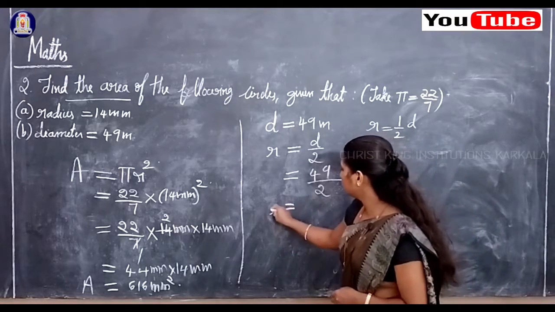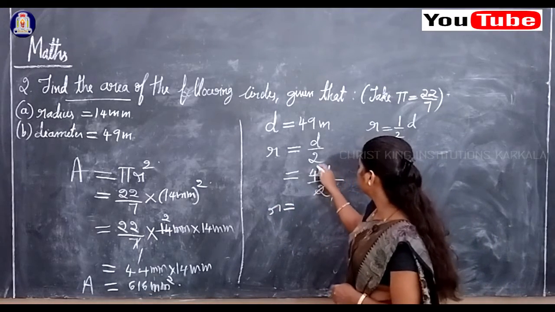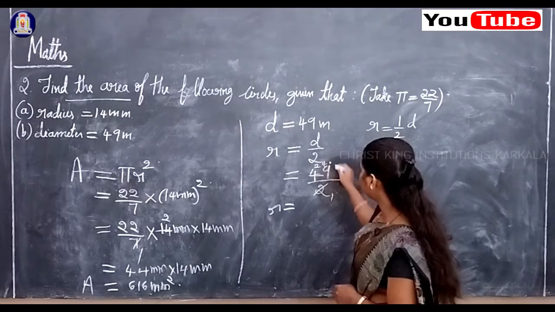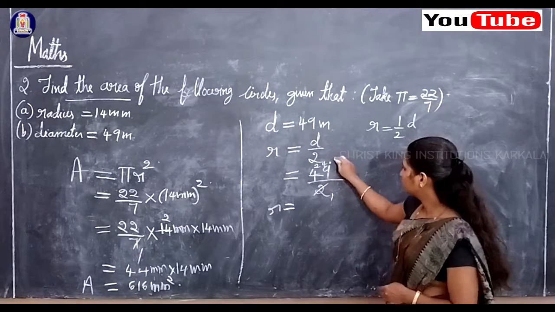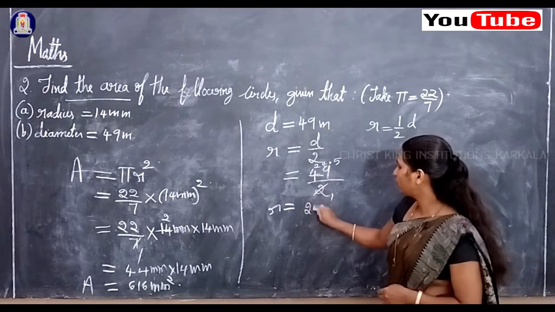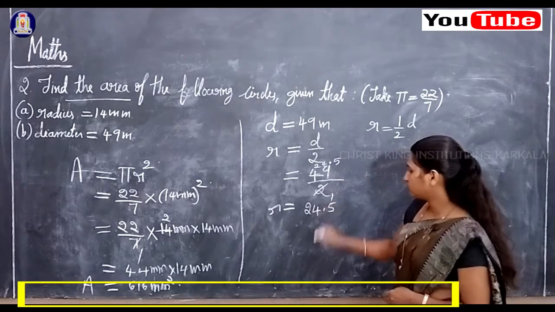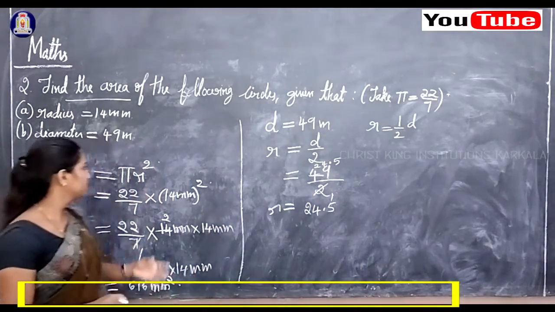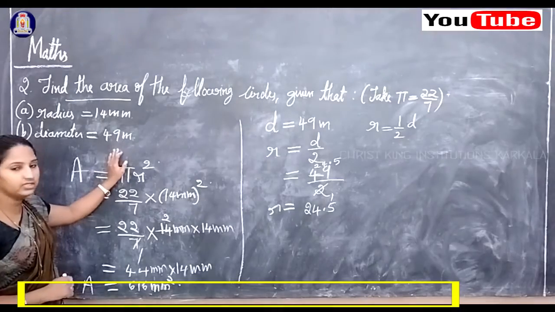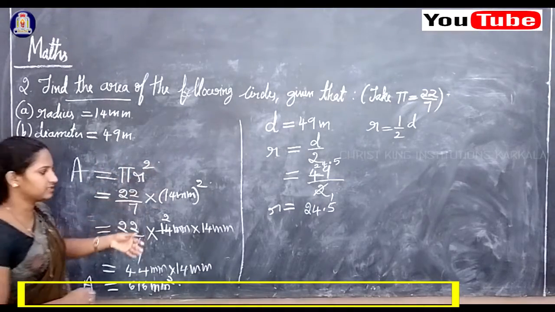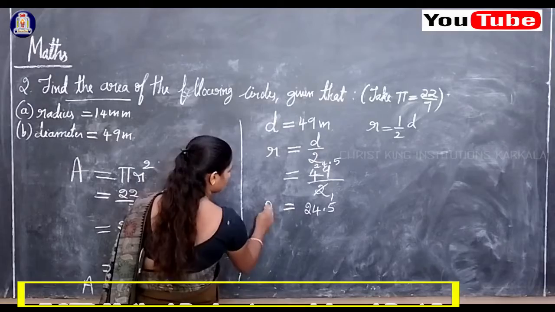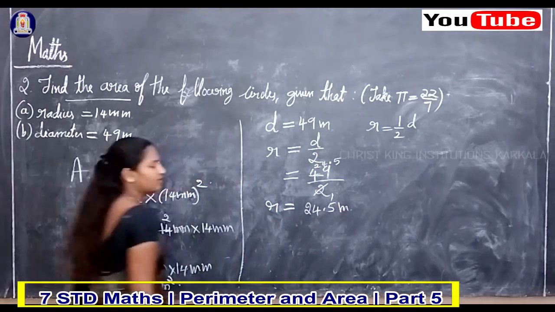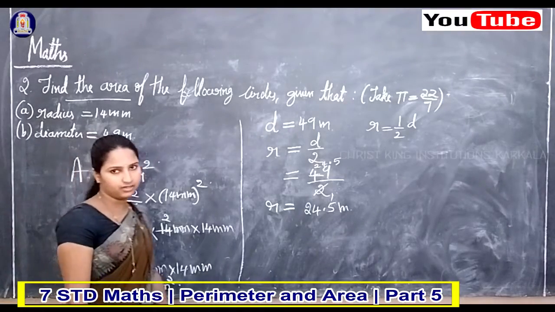So now r is 2 4s are 8, 8 means 1 remaining, 10. So that is 5. So 24.5. So this is what? Radius. Sometimes the radius will not be given directly. So the diameter is given, so you have to find the radius. Clear? So r is equal to 24.5 meter, that is the radius of the circle.